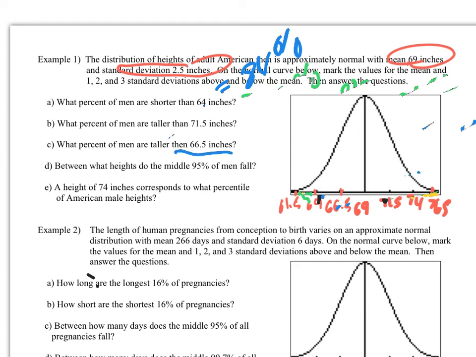So 66.5 is the one standard deviation. I think we already calculated this tail. 84. What's this tail? 16. I want taller, so I want all of this. That is 84%.